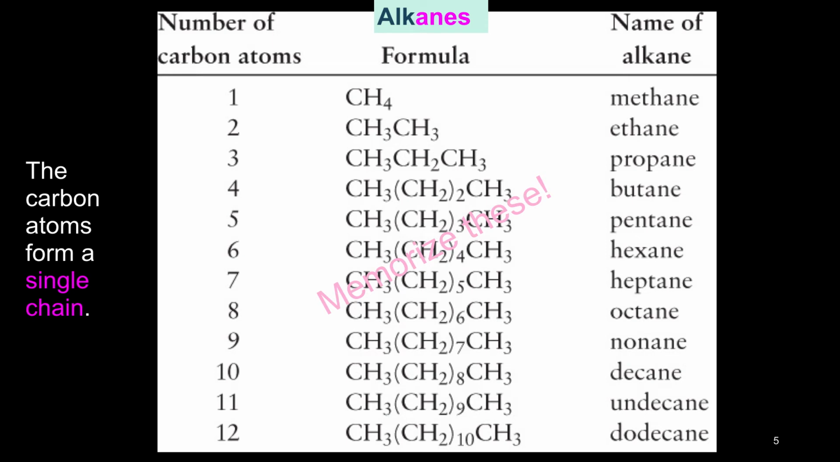Here is the list of the first 12 different length carbon chains, or alkanes, and their corresponding names. You will need to memorize these to be able to successfully name organic compounds.